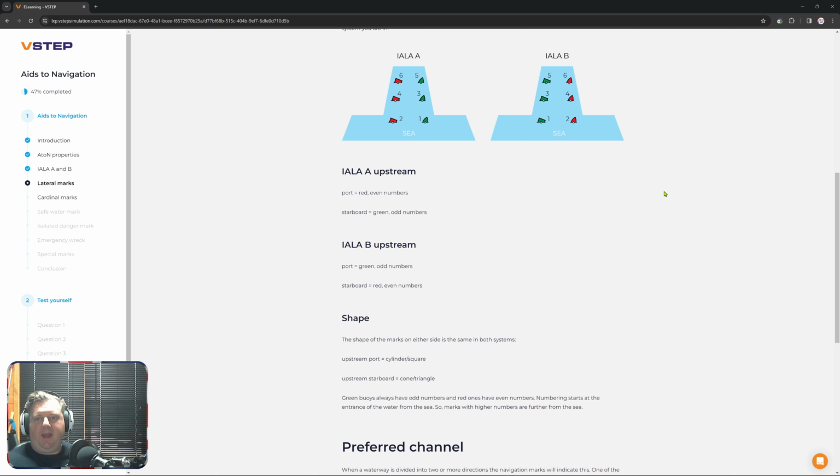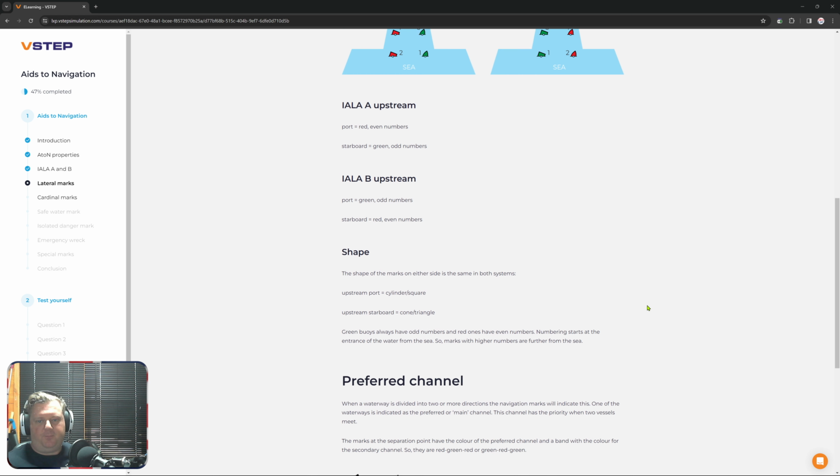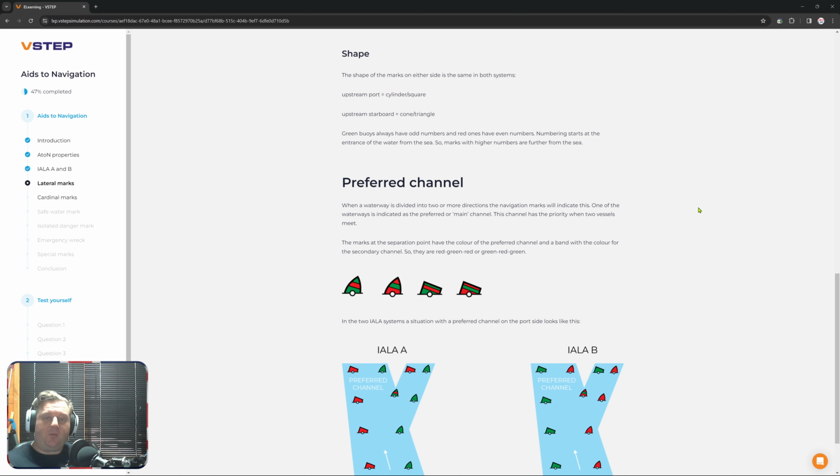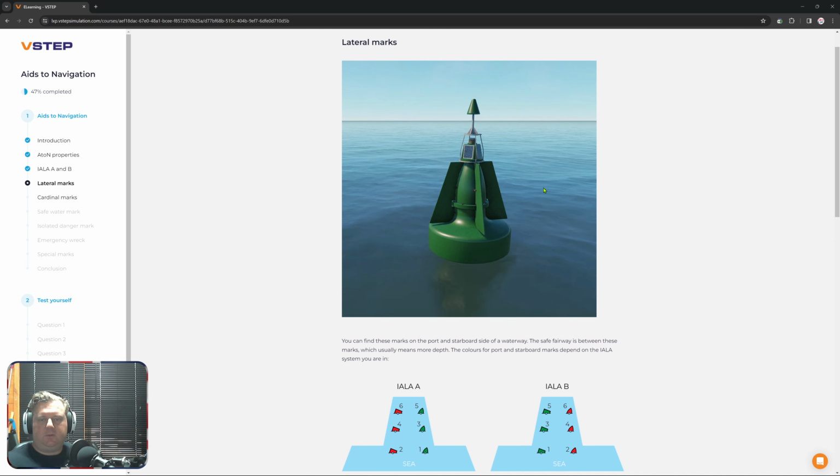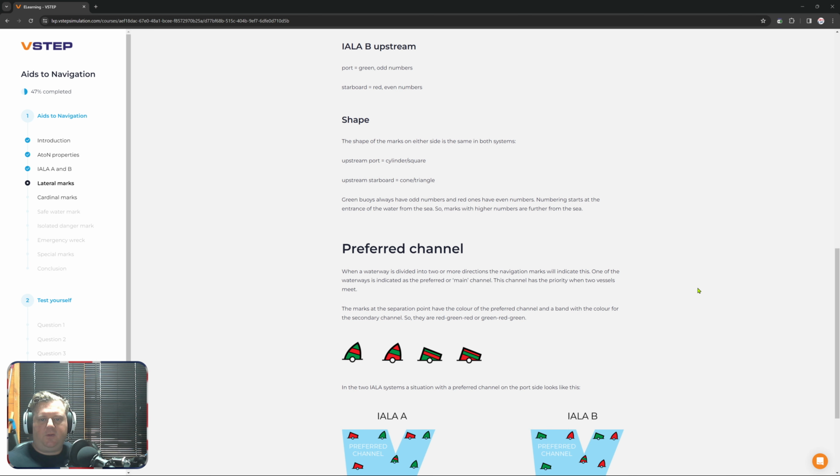And then IALA-B is the complete opposite. Brilliant. Just to make life that much easier for everybody. The shape of the marks on either side is the same in both systems. Upstream port are cylinders and square. Upstream starboard a cone and triangle. They don't really show very well the difference, do they? Anyway, green buoys always have odd numbers, and red ones have even numbers. Numbering starts at the entrance of the water from the sea, so marks have higher numbers the further from the sea. Gotcha.